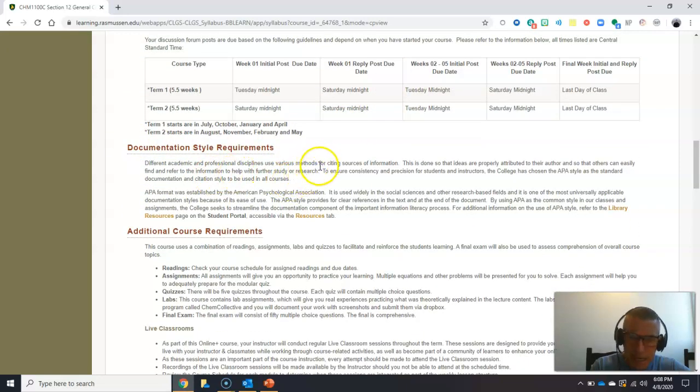Documentation style does not apply to us as much. We're typically only writing lab reports and taking quizzes, but this resource is available.